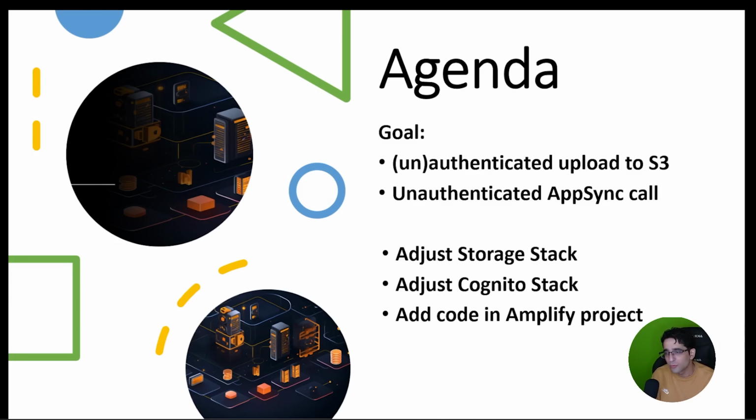And the guest users will also be able to create an API call, as our Stripe payment is behind an API call, and we want both people with an account and people who don't have an account to be able to make payments. So to reach these goals, we will have to change and adjust some values in the storage stack, in the Cognito stack, and finally we will add some code in the Amplify project itself. So with that being said, let's get started and let's open the storage stack to make some adjustments.